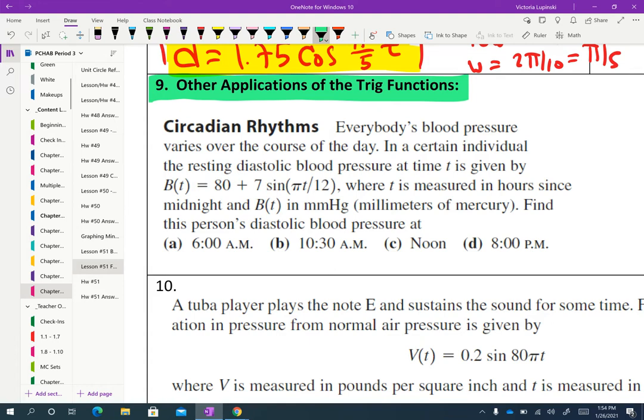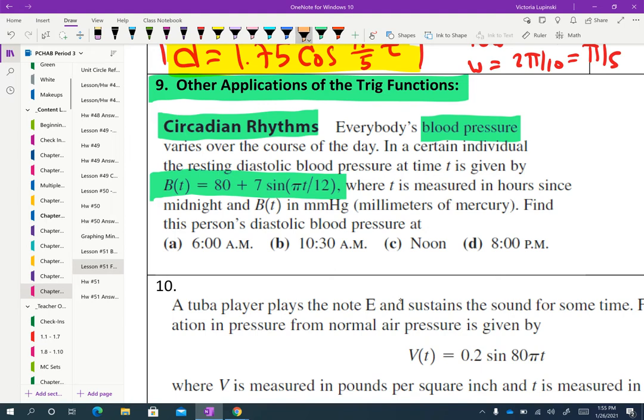So circadian rhythms, maybe you've heard about that. That's in terms of people's body temperature and how well they sleep. And it also has to do with your blood pressure. So an individual's resting diastolic blood pressure at any given time t is given by the following. B of t is equal to 80 plus 7 times the sine of pi over 12t, where t is measured in hours since midnight. And then the blood pressure is measured in millimeters of mercury.